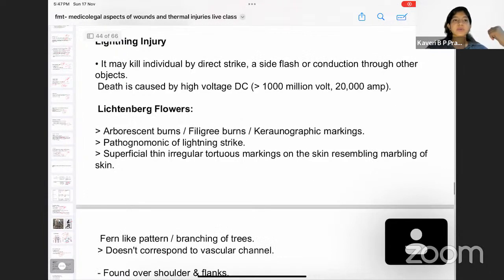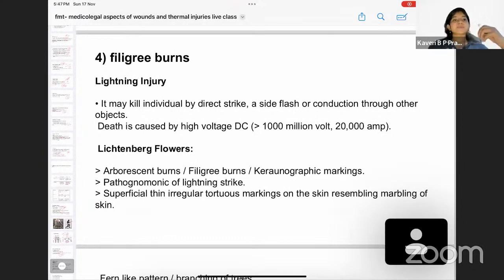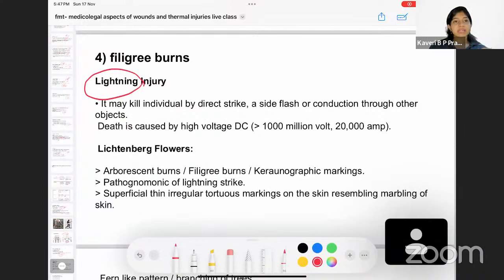Now, coming to the next question on filigree burns. So, what do you understand by filigree burns? Filigree burns are seen during lightning injury. The burns that are seen on the surface of the body during lightning are called filigree burns. Whenever there is lightning, it can kill a person because of a direct strike. Or there could be a side flash, because of which there could be conduction of electricity, and the person might die. If there is a direct current with a high voltage, for example more than 1000 kilovolts and 20,000 amperes, it could directly kill a person.